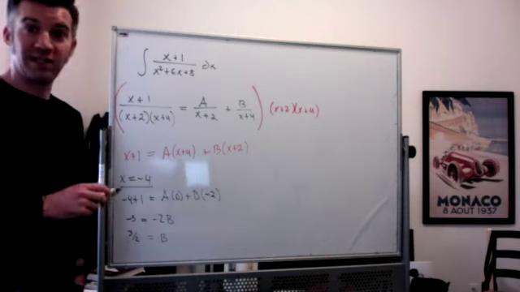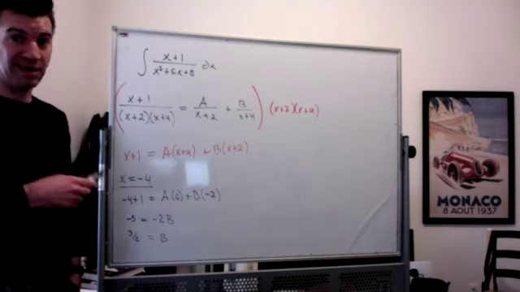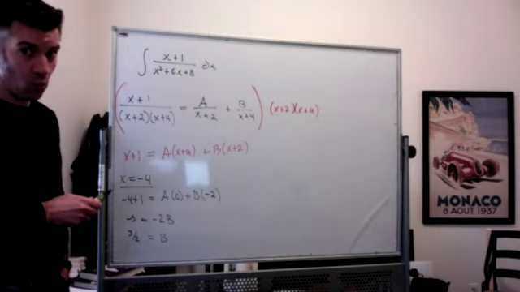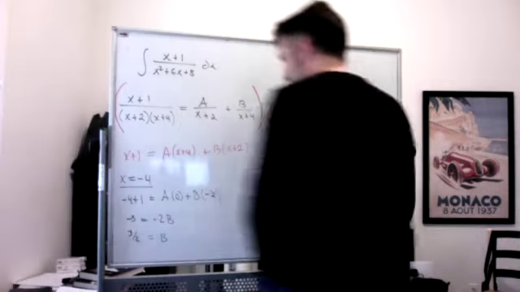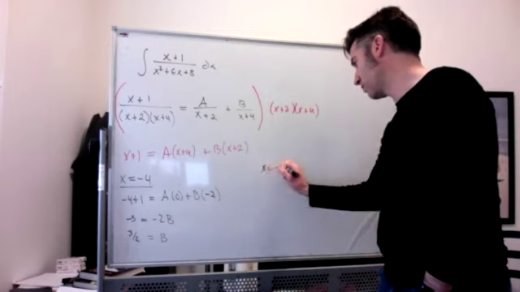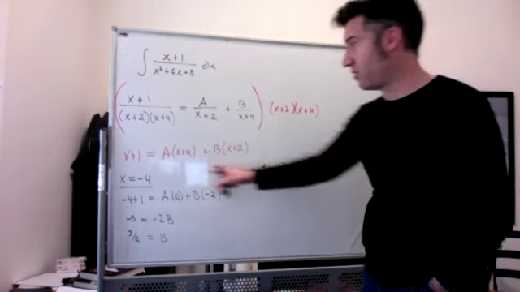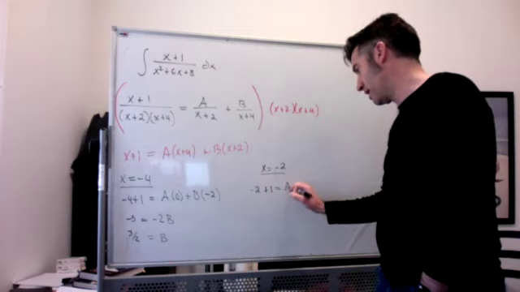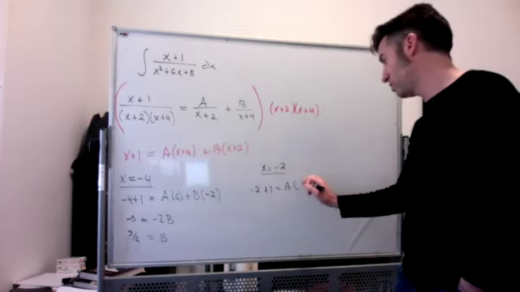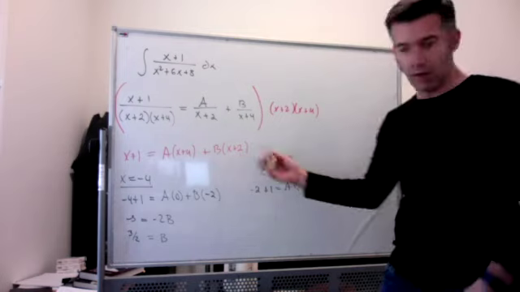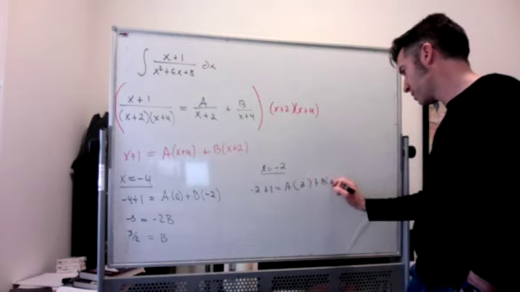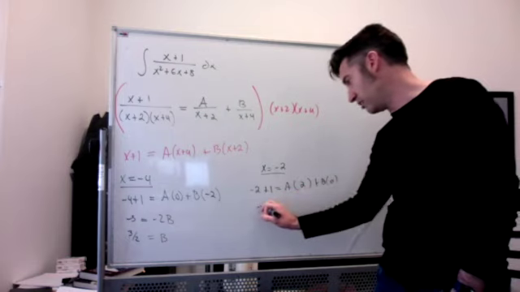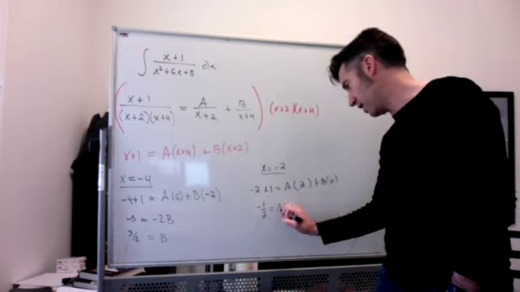Somebody else, what's my other convenient value that's going to make something else 0? Thanks, Catherine. Exactly, x equals -2. So if x is -2, we're going to have -2 plus 1 equal to a times (-2 plus 4, which is 2), and b times 0. So -2 plus 1 is -1, and then divide by 2, so -1/2 is equal to a.